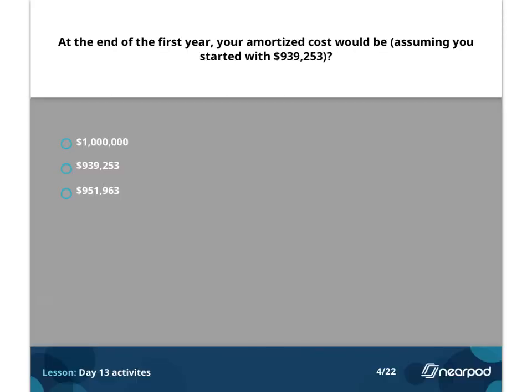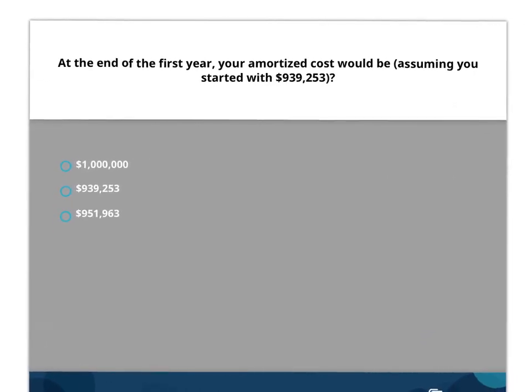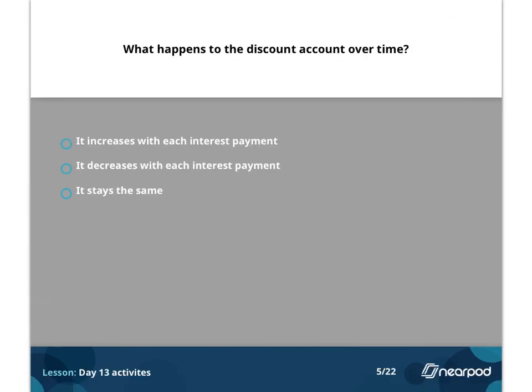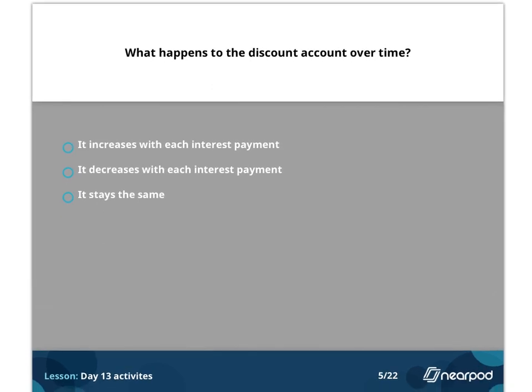That's my work page. At the end of the first year, your amortized cost would be, we just did this, so if you look at your numbers, your amortized cost is $951,963. It's getting bigger as we move through time. What happens to the discount account over time? We just talked about that. It decreases with each interest payment.